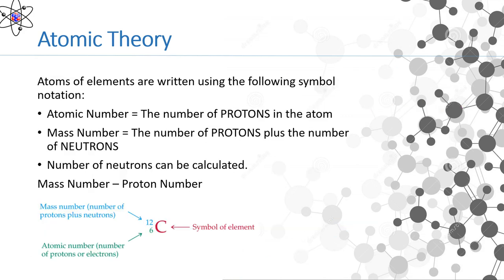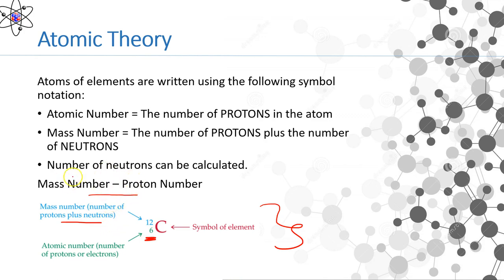So when we write atoms, we write them using what we call nuclide symbol notation, which is this here. This is the very specific way that we write a symbol for an element. The atomic number, which is the number of protons in the atom, always goes on the bottom, and it will be the smaller number of the two. And then the mass number, which is the protons plus the neutrons, goes up on the left-hand side.